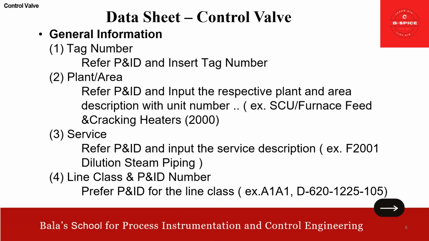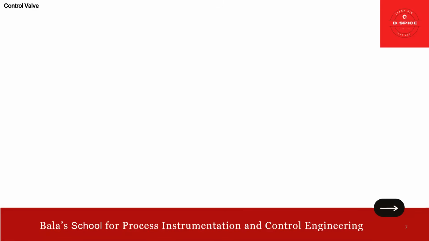Of course, we have to refer to the P&ID for the line class. If you remember the earlier video, I put one page exclusively for this, for line designation. So you have to pull that out from the P&ID reference. In this case, I just put A1A1. Of course, what is A1A1? We need to refer to the piping material specification and see what it is. Then the P&ID number. So these are the things in general information. We'll move on to the next slide with a few more items.